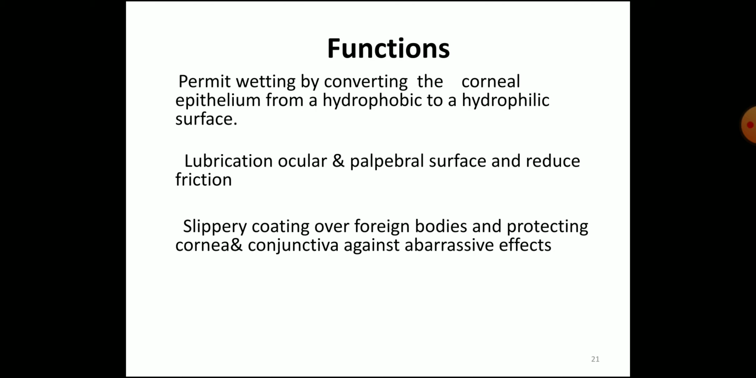Then it forms a slippery coating over the foreign bodies, protecting the cornea and conjunctiva against abrasive effects. Suppose a foreign body falls in the eye, it will form a coating over the foreign body and protect the cornea and conjunctiva against abrasion. A foreign body would otherwise produce abrasion on the cornea and conjunctiva, so that will be prevented by this layer forming a coating over the foreign body.